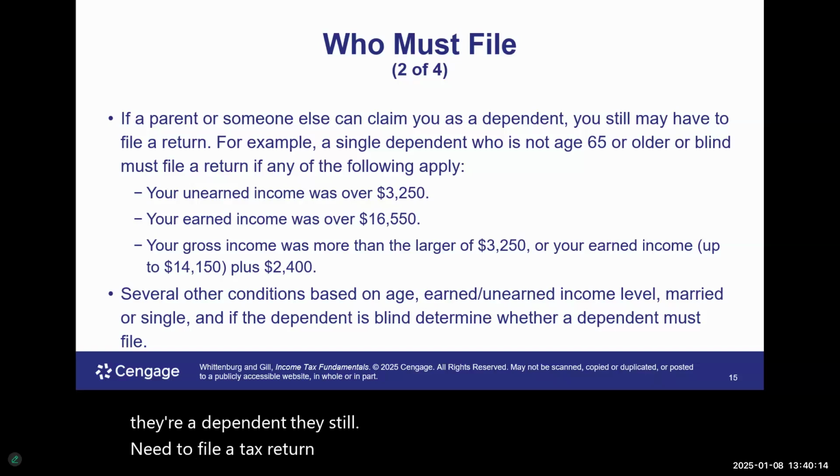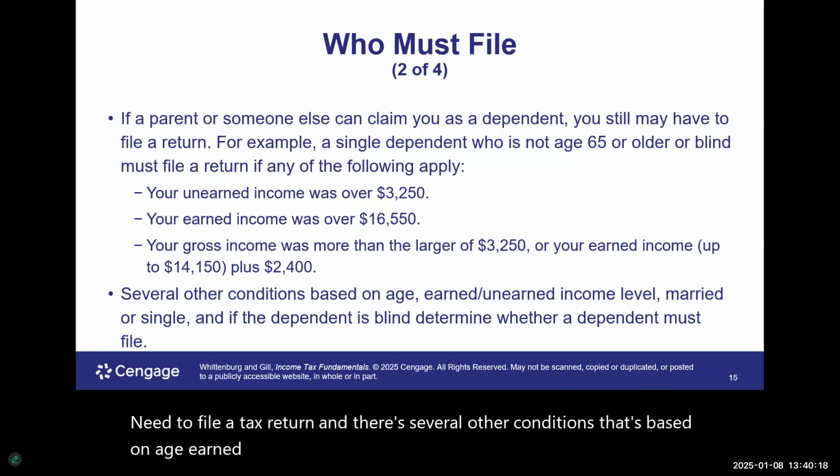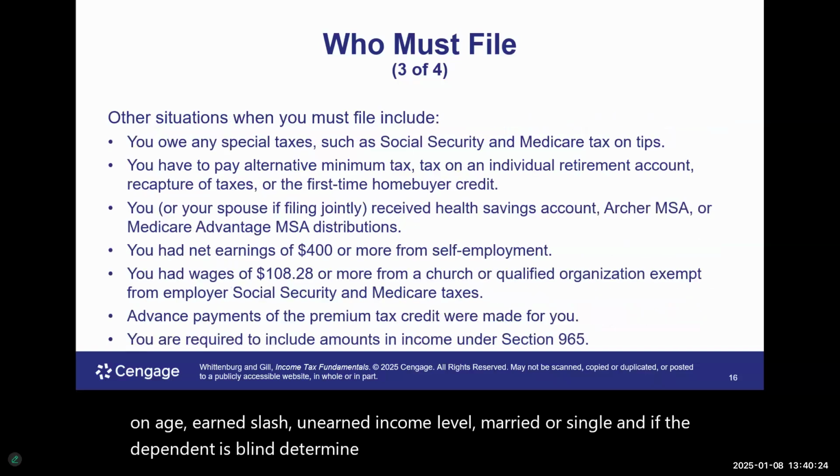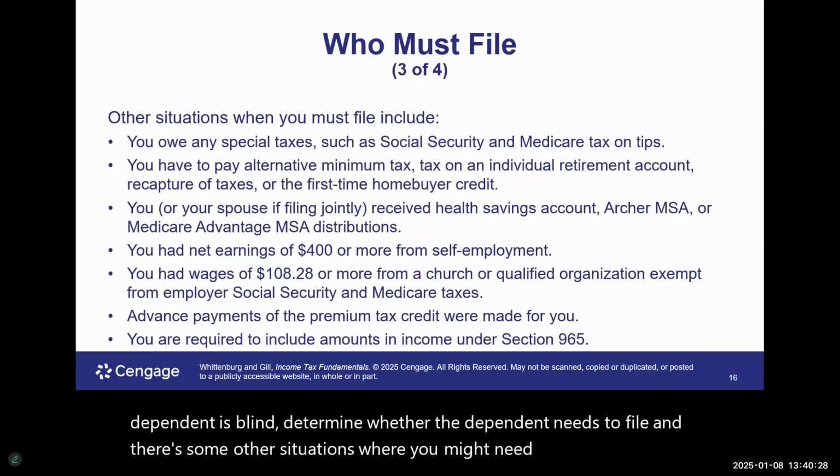And there's several other conditions that are based on age, earned/unearned income level, married or single, and if the dependent is blind, to determine whether the dependent needs to file. And there are some other situations where you might need to file a tax return.